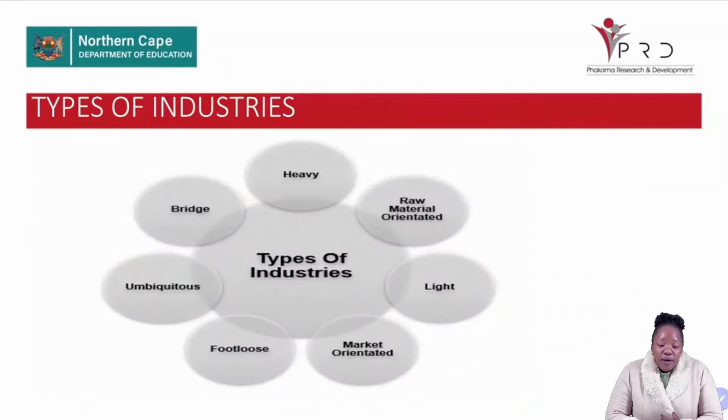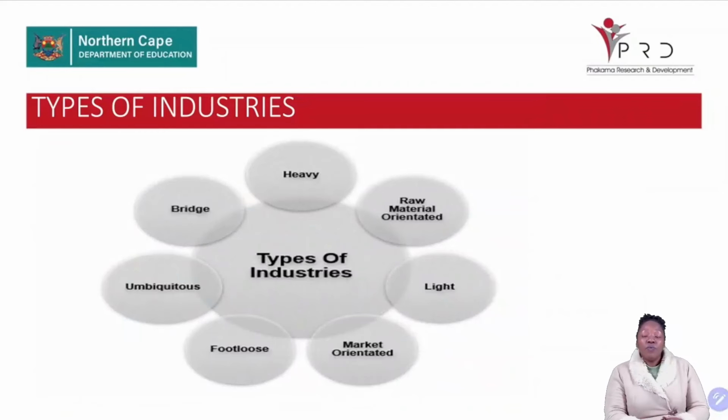Then we're looking at the types of industries. So in total, we have 7 types of industries. We said we are talking about the secondary sector.